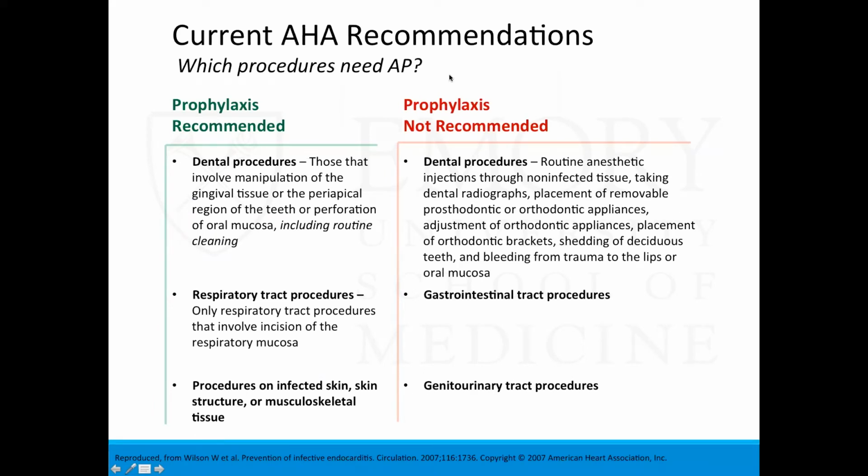Here is kind of a simplified diagram looking at which procedures need antibiotic prophylaxis according to the recent guidelines. So when prophylaxis is recommended, those are dental procedures which involve the manipulation of the gingival tissue or the periapical region of the teeth, which is kind of down where the roots go into the gums. So definitely including like root canals and things like that. And it also includes routine cleanings. Respiratory tract procedures, the only ones that involve incision of the respiratory mucosa, so bronchoscopies without biopsy would not fall into the guidelines as needing prophylaxis. And also procedures on infected skin, which I didn't know that was part of the guidelines, but if they have areas that are getting kind of worked on that are infected, you need to give them prophylaxis as well.